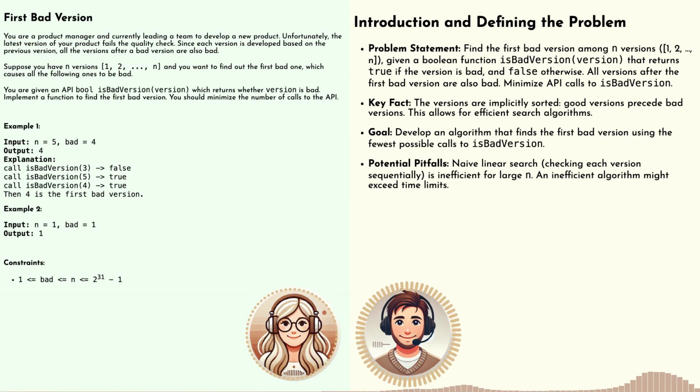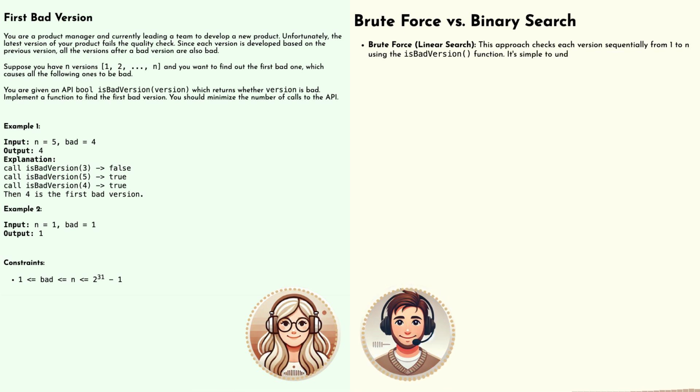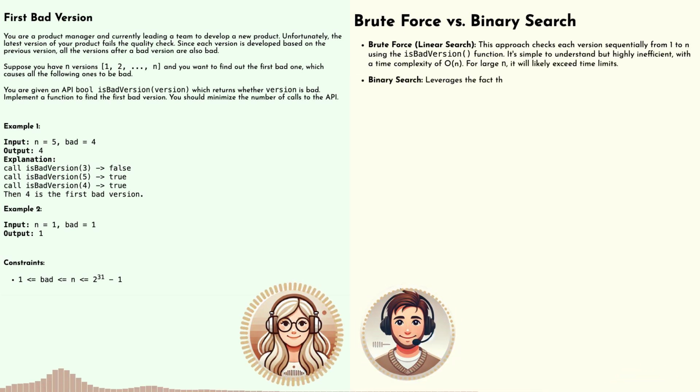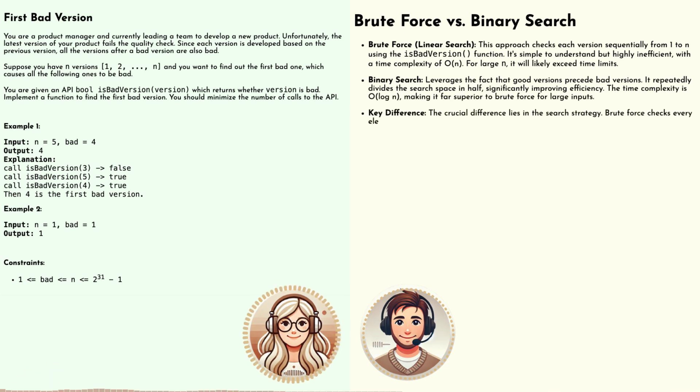So our mission, if we choose to accept it, is to find that first bad version, but do it fast, as efficiently as possible. Right. I'm already thinking about how I would approach this. The most straightforward way seems like just checking each version one by one, starting from the beginning until we hit a bad one. Would you call that a brute force approach? Yeah, exactly. You'd iterate through the versions using that isBadVersion function, just testing each one.